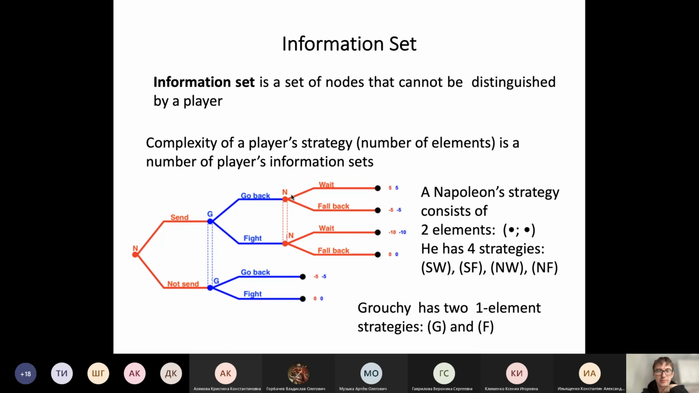So what are strategies available to Napoleon? They are send, wait; send, fallback; not send, wait; and not send, fallback. I hope it's clear. As for Grouchy, he has just one non-trivial information set. It means that his strategy has just one element, and this element can have two possible values: go back and fight, right? So just a one-element strategy.